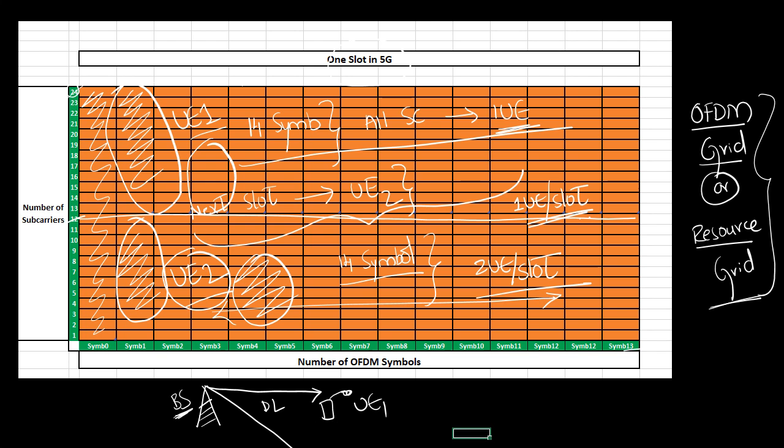I hope you got the multi-UV concept, how the resources can be divided like that. In the system there can be 16 UVs per slot, in which case all these subcarriers are divided among different UVs.